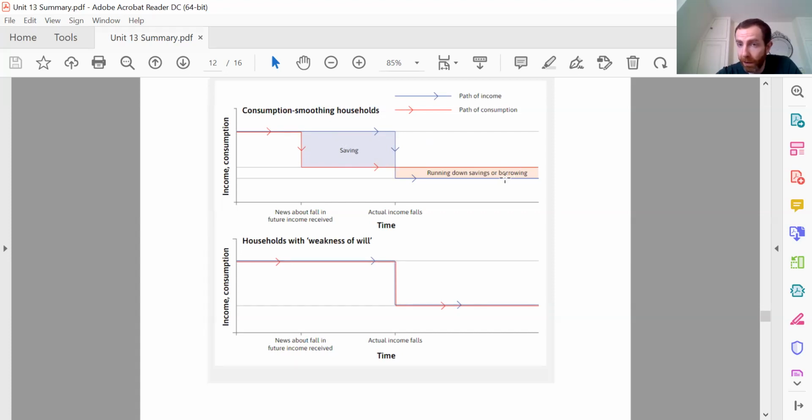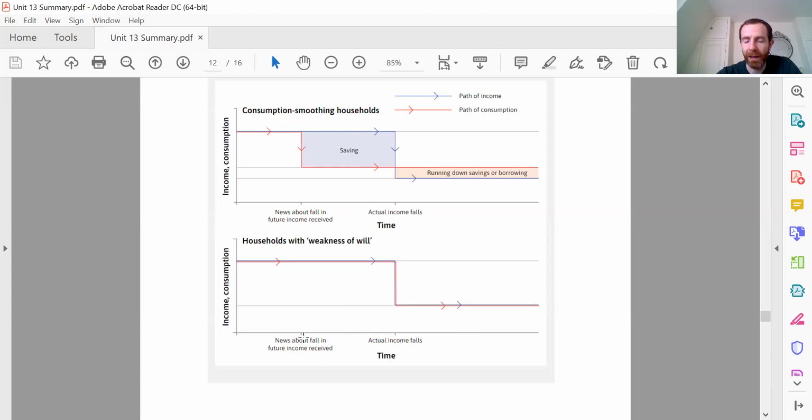Or you can see maybe that they could borrow. Now, their ability to borrow, obviously they're going to have to pay that back at some point. So maybe they're expecting even further in the future, there'll be some increase in their income again. But this is how the consumption smoothing, perfectly strong-willed household would respond. They would immediately reduce their consumption so that they could save, so that they could maintain a slightly higher level of consumption later on. Whereas the household with weakness of will, well, we just see something really simple.